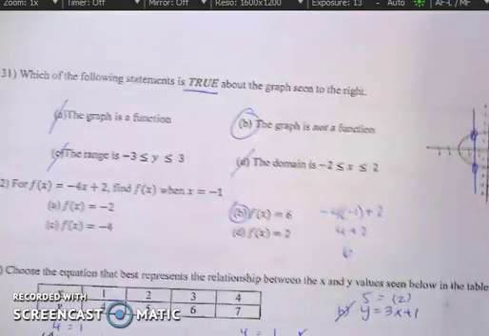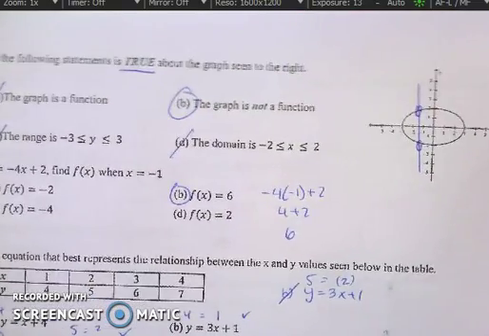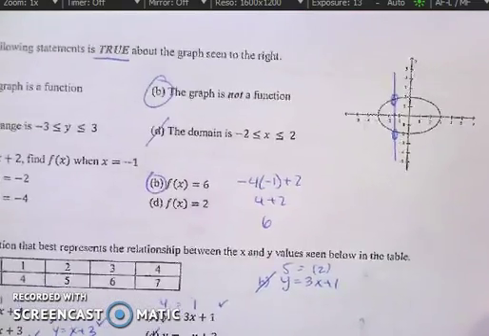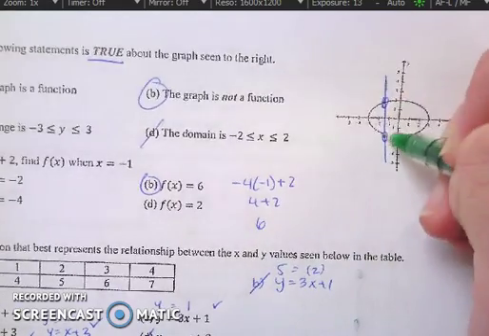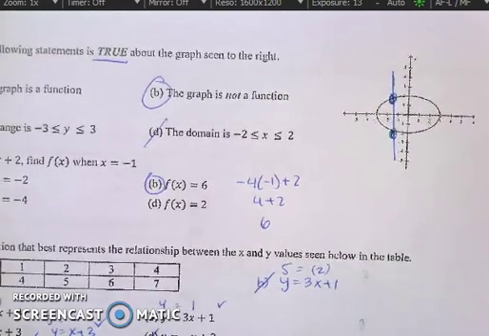Which of the following is true about this graph? Well, the only thing that is true is that it's not a function. I do a vertical line test, it hits twice. Everything else happens to be true.